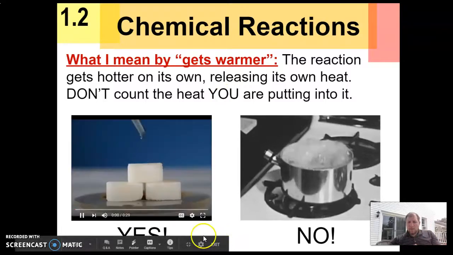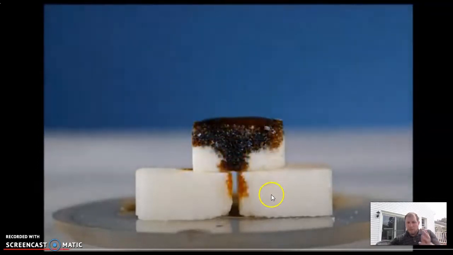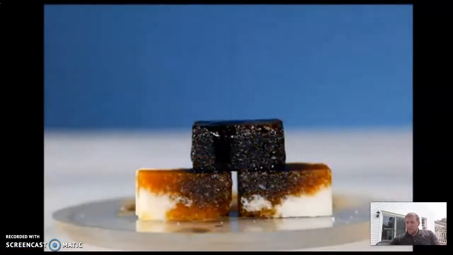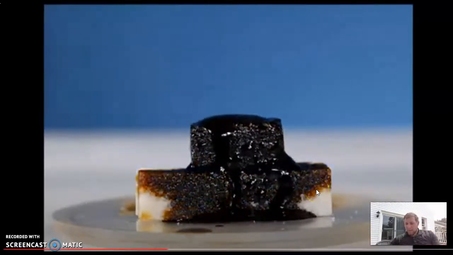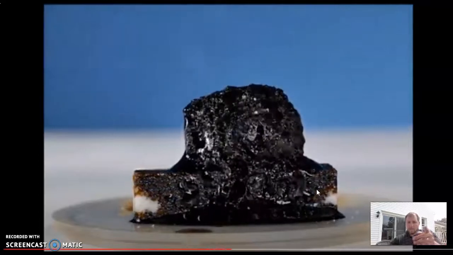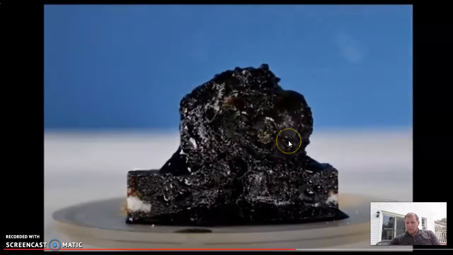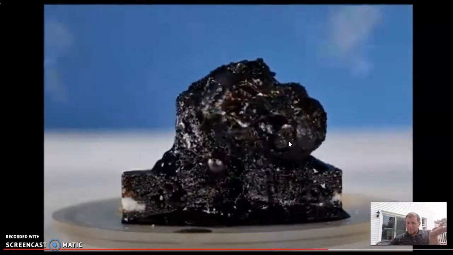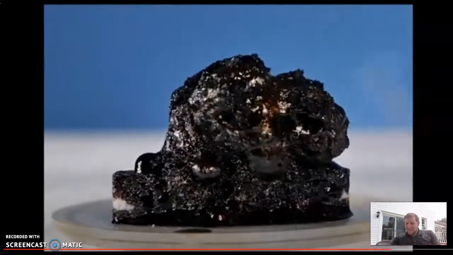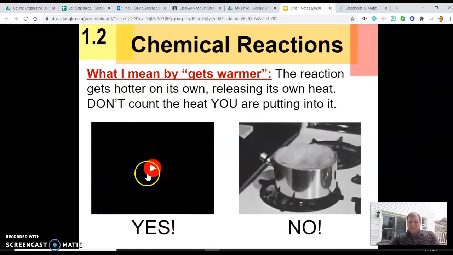So let's take this example right here. This is sulfuric acid being added to sugar. Already I'm seeing a color change. Clear liquid, white crystals, turns black. That could be a chemical reaction. Oh, liquid's being created as well. But watch this. Bam, look at that. It's getting so hot that it's actually boiling the water there. Room temperature liquid, room temperature sugar, mix it together, and it gets so hot that it boils. So clearly that is producing its own heat.